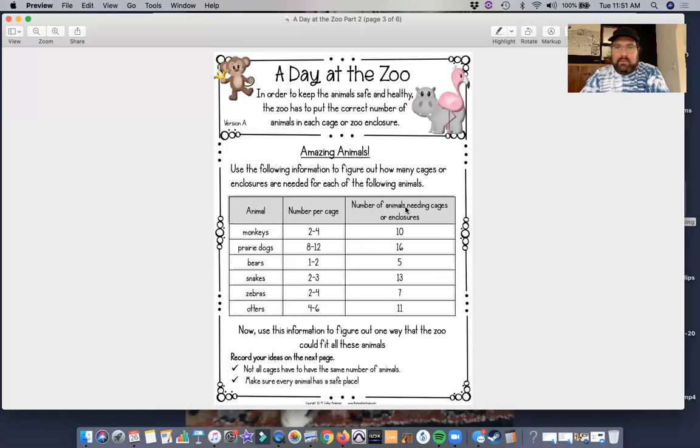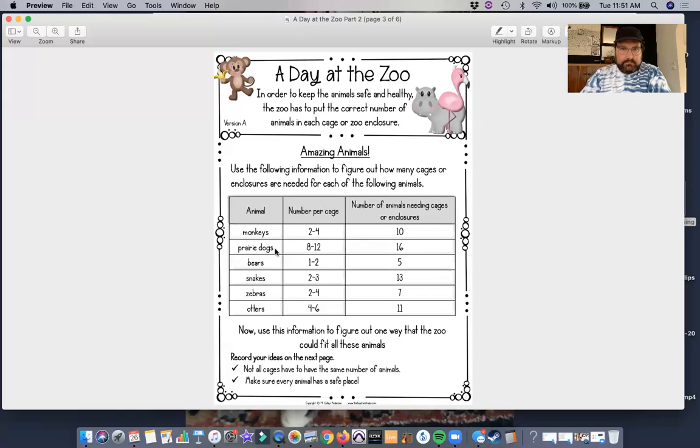And this is the number of animals needing cages or enclosures, okay? So I can fit 2, 3, or 4 monkeys in one cage. 10 monkeys need to be housed. How many cages are we going to need?